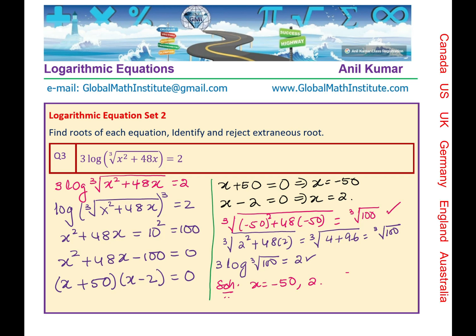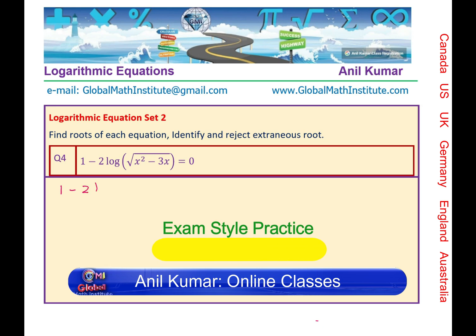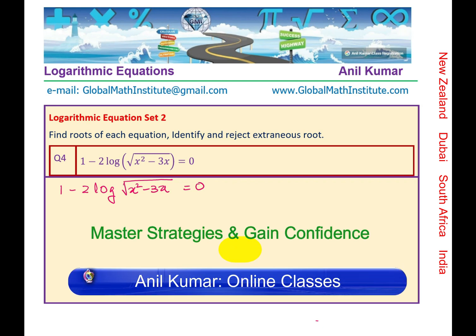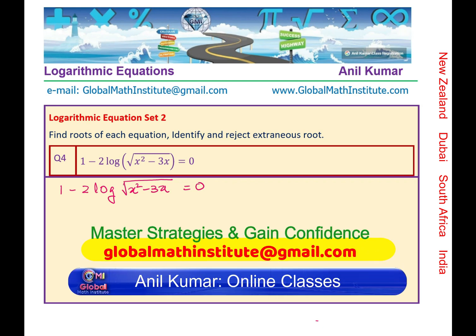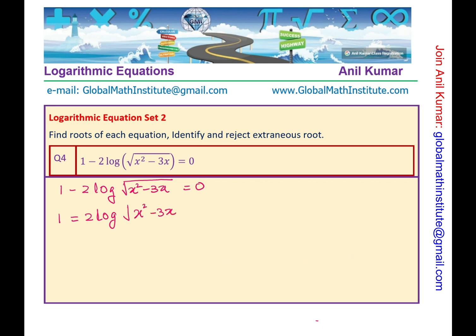Let's go ahead and do question number 4. Question number 4 is 1 minus 2 log of the square root of x squared minus 3x equals 0. So let's bring it to the other side. We have 1 equals 2 log of the square root of x squared minus 3x. Now, taking the 2 inside, we get 1 equals log of x squared minus 3x, since the square of the square root is x squared minus 3x.